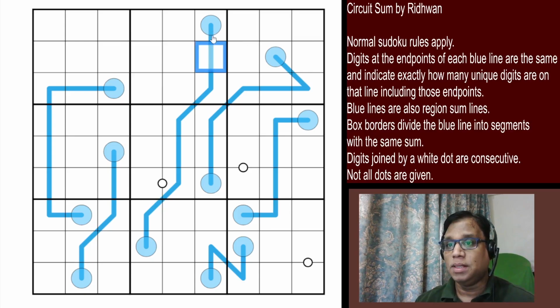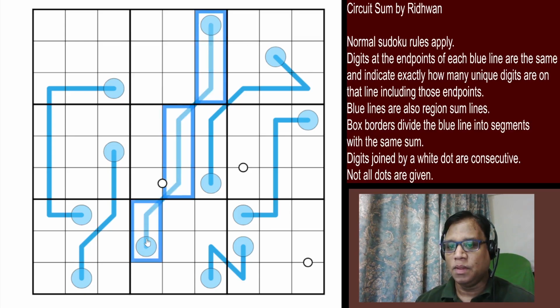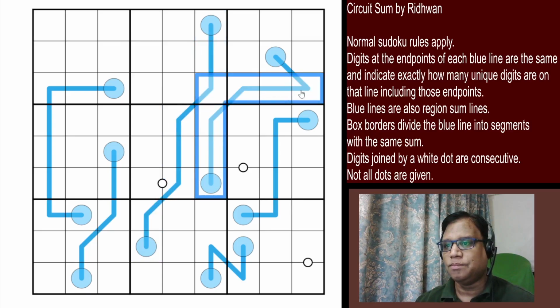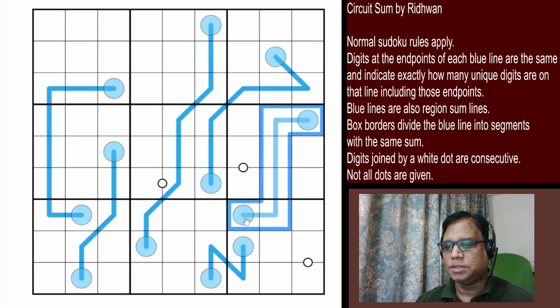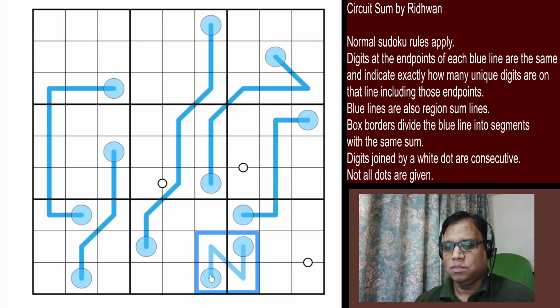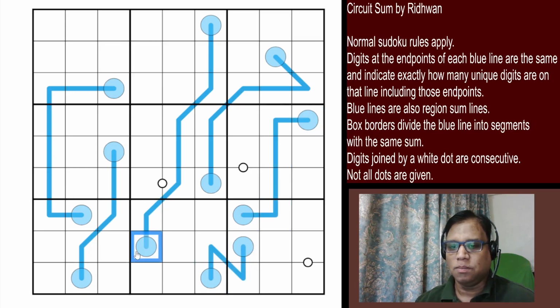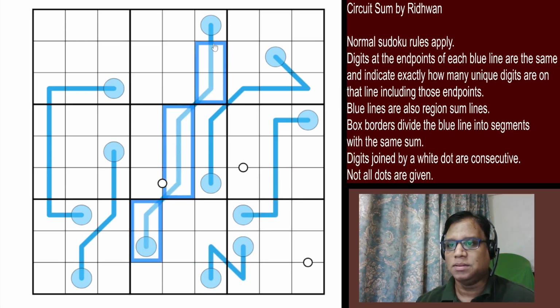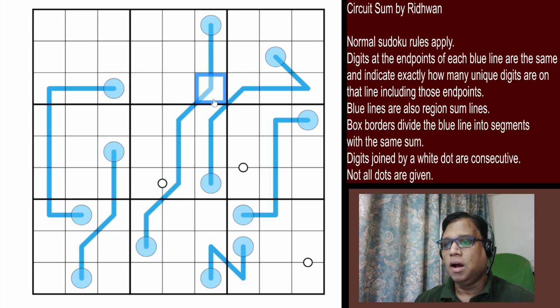And if you look at the puzzle, this looks like those electronic circuits where these may be the connections. If you have looked at a motherboard or any circuit diagram, it looks similar to this. So maybe that's the reason it is named circuit sum, and this is by Ridhwan. So let's read the rules. Clearly, normal Sudoku rules apply.